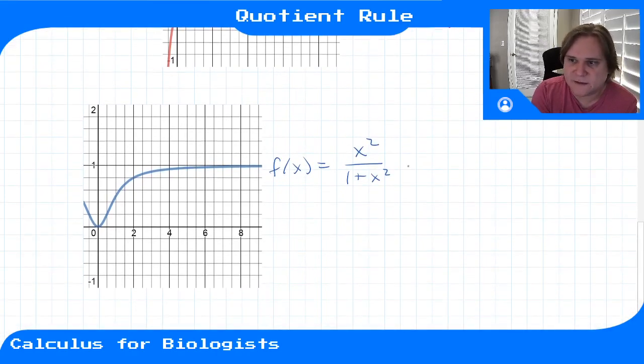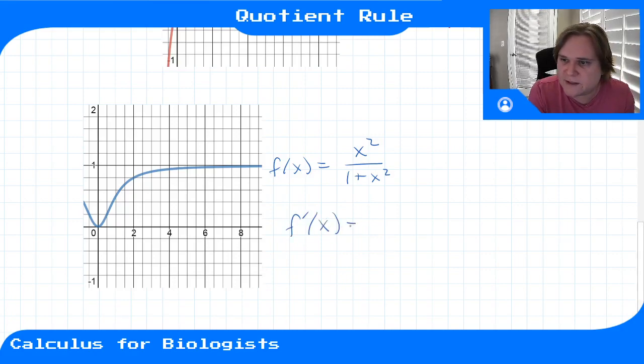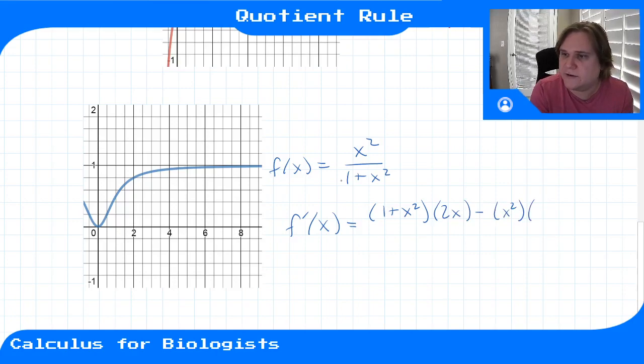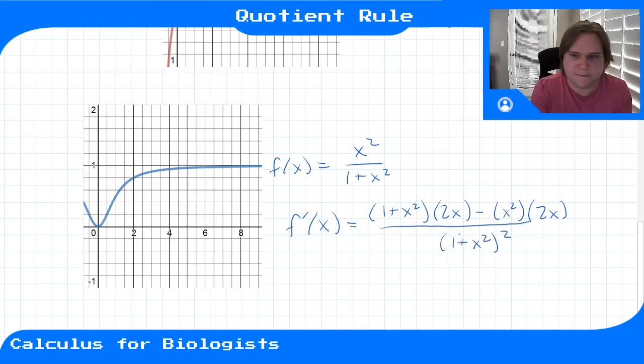So if we take this one, let's apply the quotient rule to this, right? So let's take the derivative, f prime of x. That's going to be 1 plus x squared, d high, right? So the derivative of the top is 2x, minus high x squared, d low, derivative of the bottom is also 2x, and then we square the bottom. So 1 plus x squared squared.